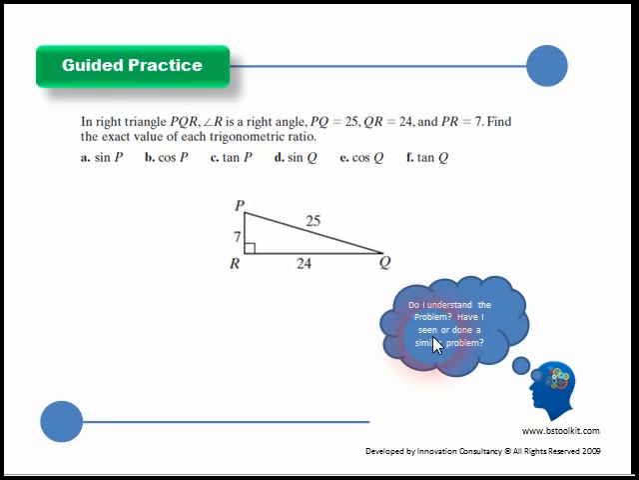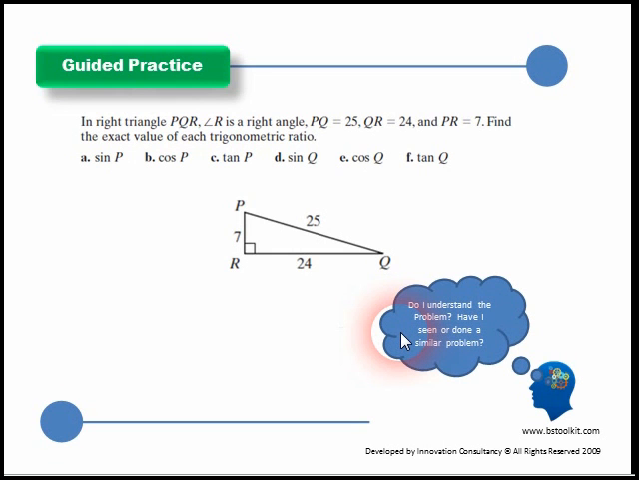Now you ask yourself, have I seen a similar problem, or have I done a similar problem? By asking yourself these questions, you bring to the forefront of your mind your experiences in solving or dealing with similar problems, so you'll be able to solve this problem. What principle can I apply here? What do I need to know to be able to solve this problem?